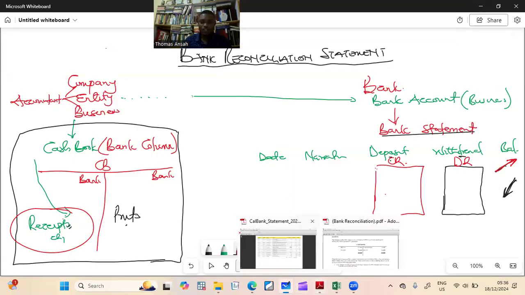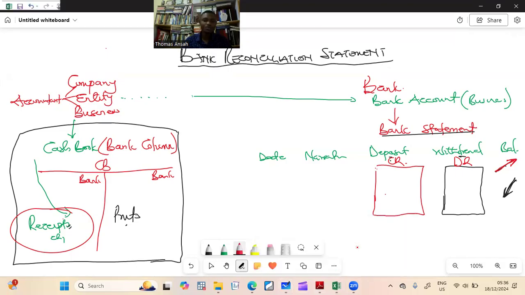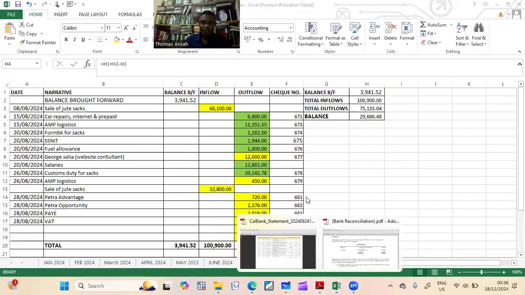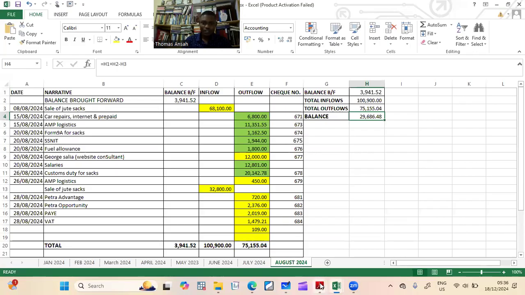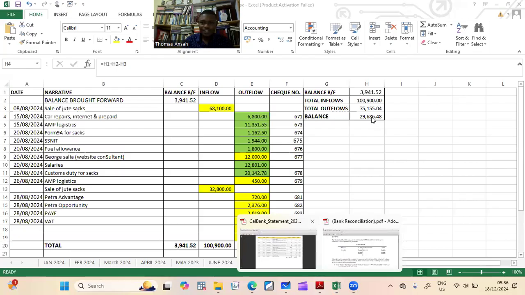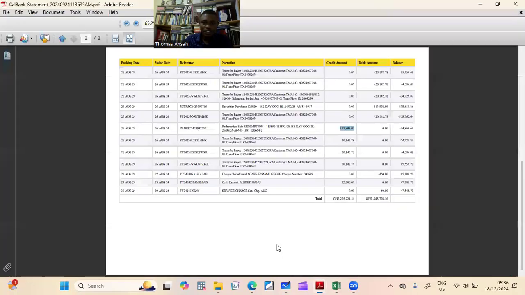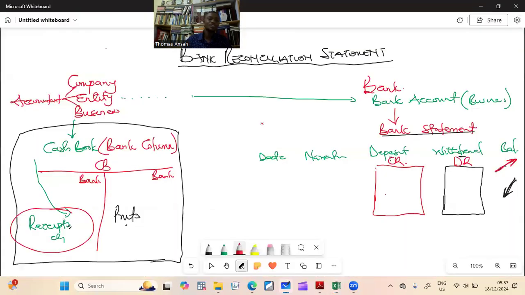But where is the cash book of the company? This company has an Excel they are keeping as a cash book. So this is the company's account. Now watch this. Look at the balance in the cash book. Look at this balance. And look at the balance in the bank statement for the same month of August. So you see 29686.48. But let's go back to what they have in here. What they have is 47848.7. So it means that it is not agreeing. So the reason being this, we will have to prepare a bank reconciliation statement.